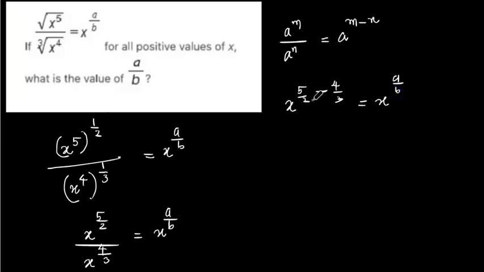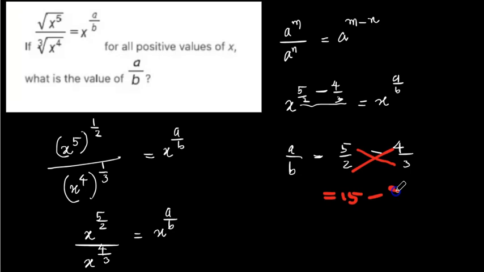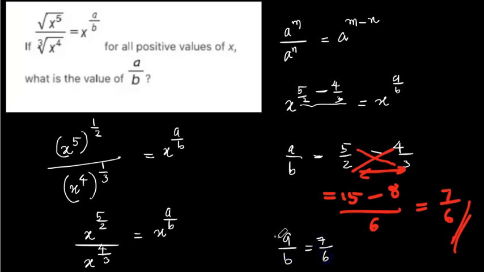So I can equate the powers at this stage because both of them are like, you got x to the power of something equals x to the power of something. So you can equate those somethings. So here a over b would be 5 over 2 minus 4 over 3. I'm using the butterfly method. I'm multiplying 5 and 3, I'll be getting 15. Then I'll be multiplying 4 and 2, I'll be getting 8. So I subtract them. And then I multiply the denominators 2 and 3, I'll get 6. So that will give me 7 over 6. So a over b's value is going to be 7 over 6.